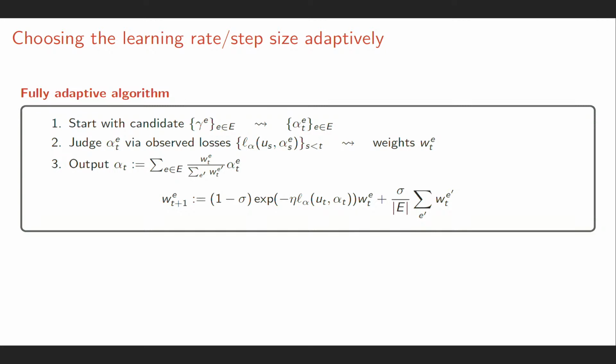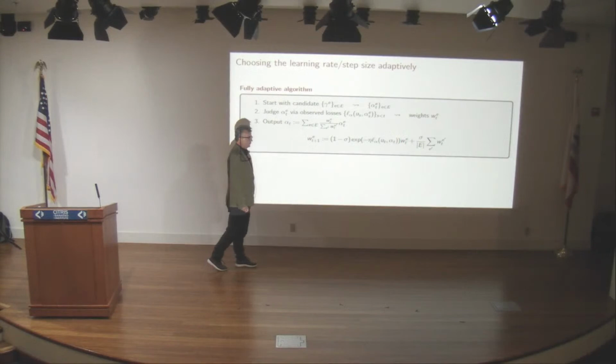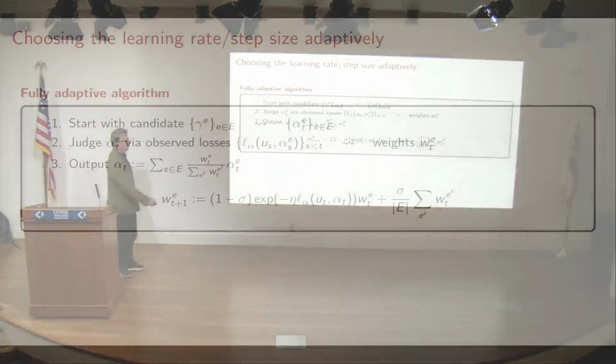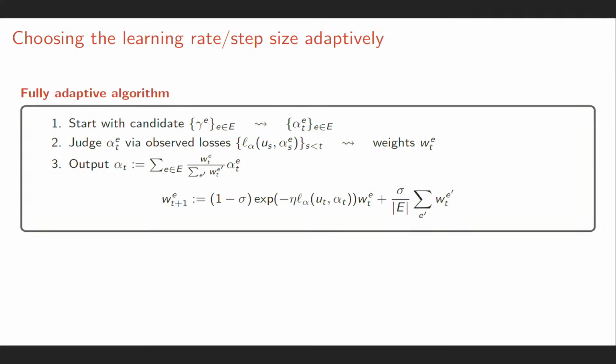And then you can have an algorithm that was essentially proposed by Vovk a long time ago, which says, follow the soft leader, like follow the leader in a soft way. And so we judge the agents by their losses, and then we're going to give higher weights to the agents that recently experienced small losses.